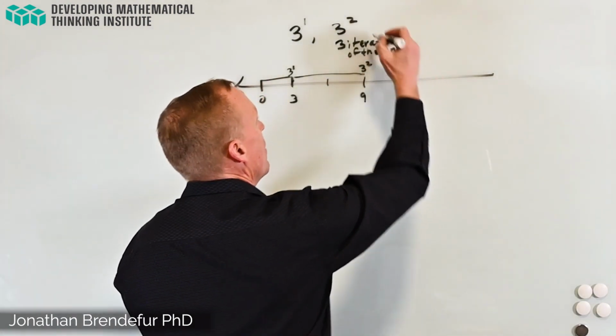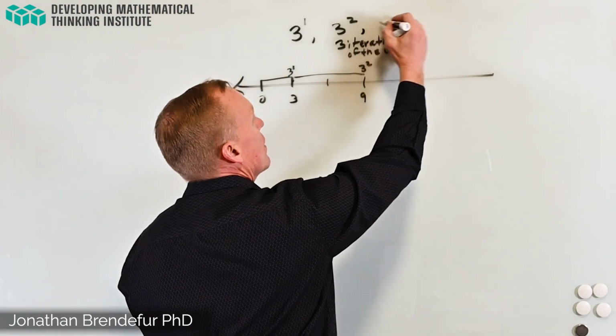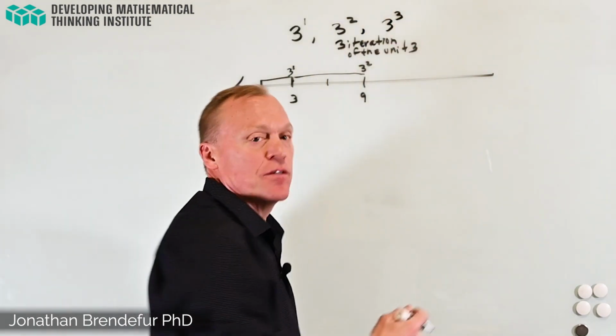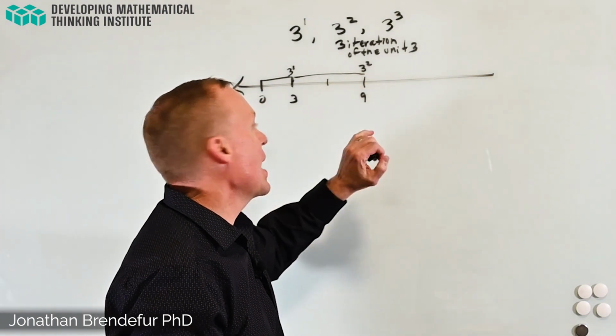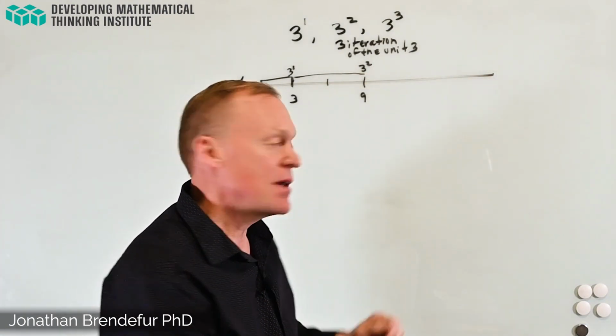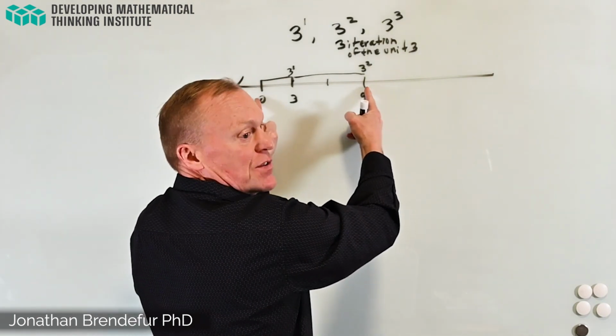Okay. Now we're going to focus on 3 to the third. So for 3 to the third, we still use the same sentence frame, where now we're saying we have 3 iterations of this previous unit, which is 3 squared.